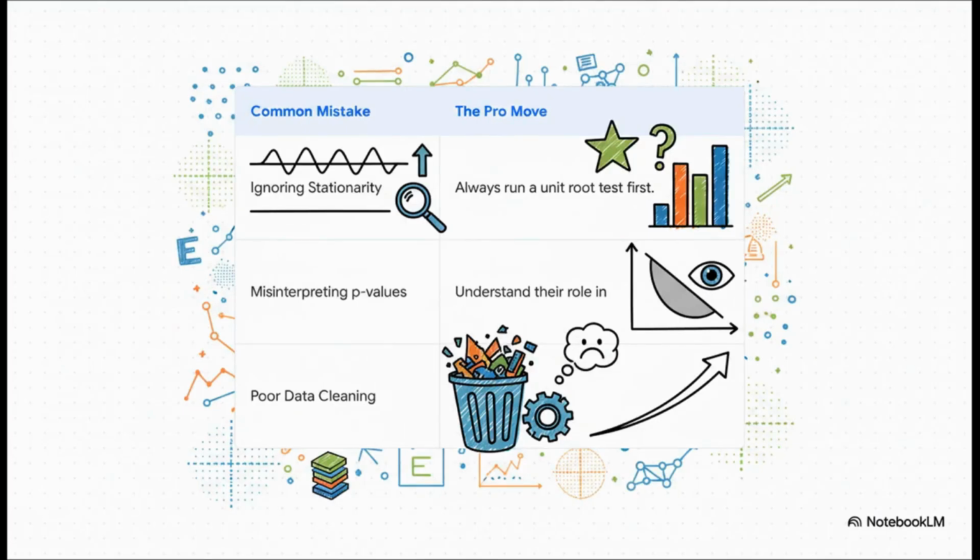Number 1, just straight up ignoring stationarity. The pro move, you always run a unit root test first, period. Number 2, misinterpreting p-values. Don't just look for little stars in the output table. You have to understand what they're telling you about whether your model is actually valid. And finally, messy data. You've heard it before, garbage in, garbage out. Making sure your data is clean and reliable has to be your top priority.